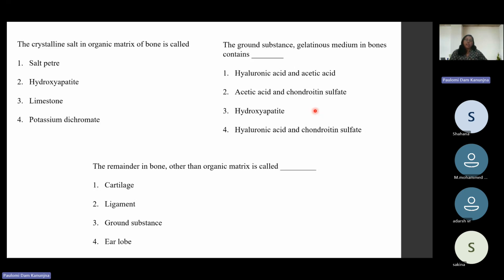The first question is, this is from previous year's assignment and previous year's exams. The first one is, the crystalline salt in the organic matrix of bone is called what? Second one, the ground substance, the gelatinous medium in bones, contains what? And the third one, the remainder of bone, other than the matrix, is what? So what is the bone made up of? You have matrix and what? Again, it's 3 questions, so we can wait for 2-3 minutes and then move ahead.